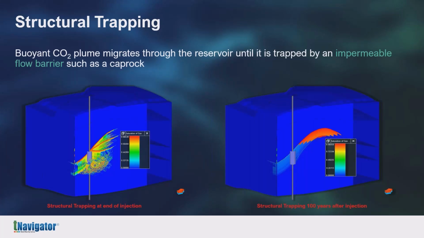So structural trapping is the simplest one to understand, I suppose, where buoyant CO2 plume will actually migrate upwards within the reservoir until it meets an impermeable layer, such as a cap rock, or it could be any other low permeability layer. In this case, we have the structural trapping visualized at the end of CO2 injection here. And as you can see, there's quite a bit of it in different areas within the injection site. And this is the same picture after 100 years of injection, where you can see almost all the plume has actually migrated upwards into this structure here.